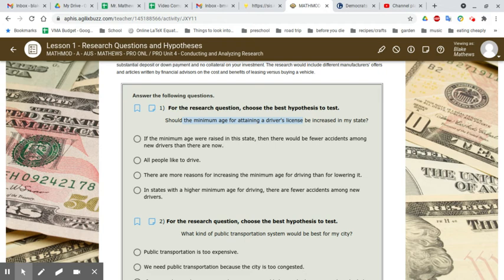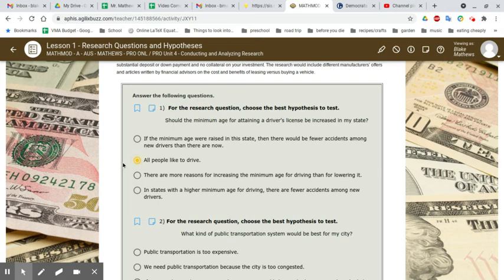So let's read through the answer choices, and then we'll talk about why the correct answer is the correct answer and why the other answers are not. In this first one: if the minimum age were raised in the state, then there would be fewer accidents among new drivers than there are now. Now, this is related to minimum age. It also has something that we could actually research, which would be the number of accidents. That's something that after time we could look at and find an actual answer to. So that seems like a good one. And I'll talk about another aspect of this in a second.